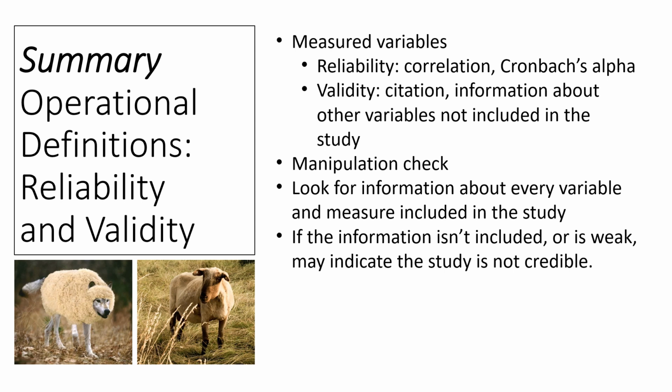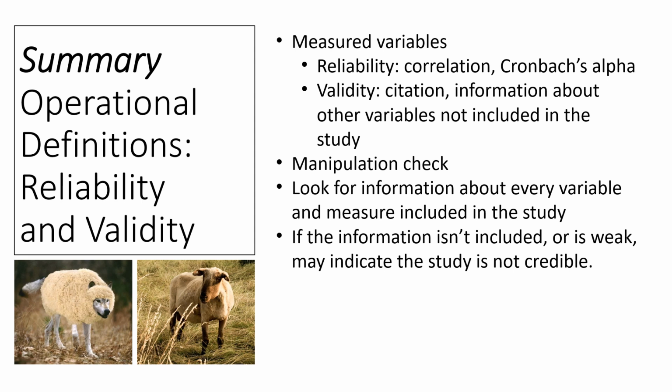This is a good point to pause and review before we get into the deeper details. When we're thinking about reliability and validity for measured variables, we'll look at different information than we do for manipulated variables. The reliability of measured variables is typically represented by a correlation or Cronbach's alpha, while validity information is represented by a citation for primary sources. Those citations are frequently included at the end of a sentence that talks about variables not included in the study. For manipulated variables, we look for the manipulation check, a test of how effective the procedure was.